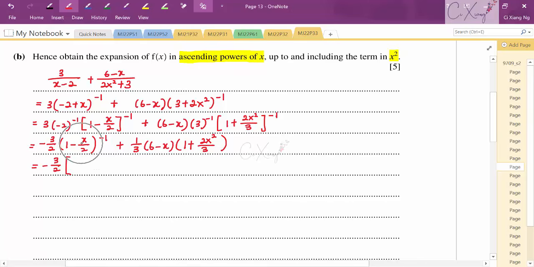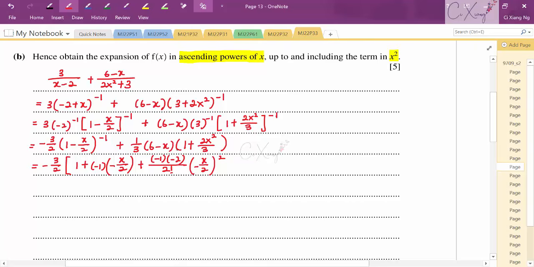Okay, so for this particular bracket, the first term is 1. The second term is always n multiplied with the x. So n is the power, negative 1, and x is the term at the back, which is negative x over 2. So this is nx. The third term will be n(n minus 1) divided by 2 factorial, and then I'm having x squared.